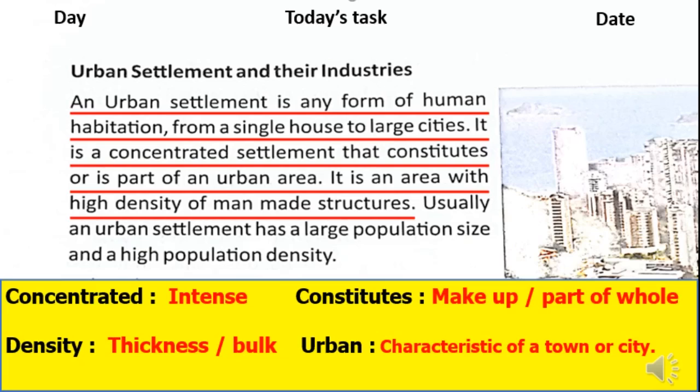Density means thickness and bulk, whereas urban means a characteristic of a town or city, and constitute means make up or is a part of a whole, whereas concentrated means intense. So I hope that this is now clear. Now we will move on to our next paragraph.